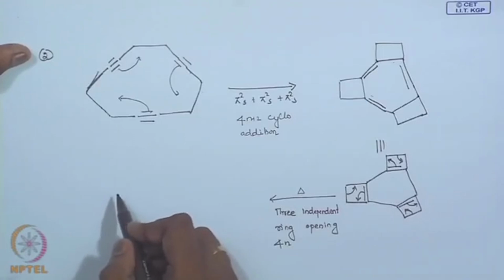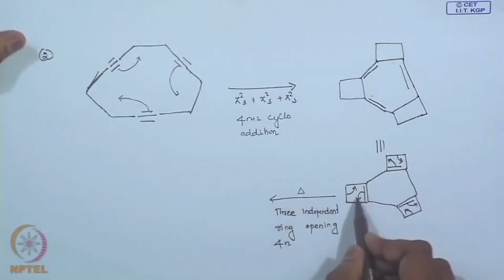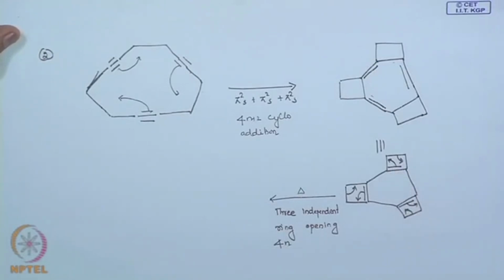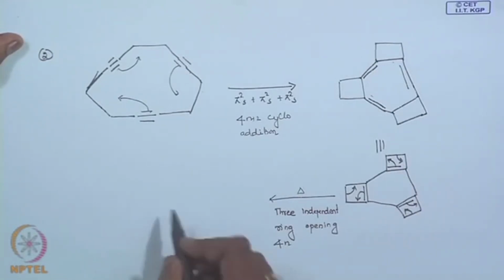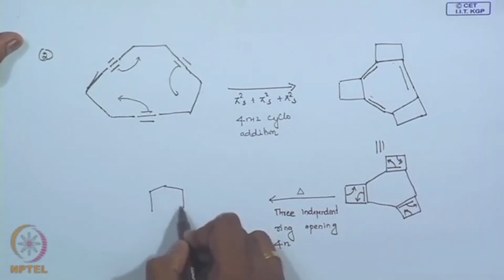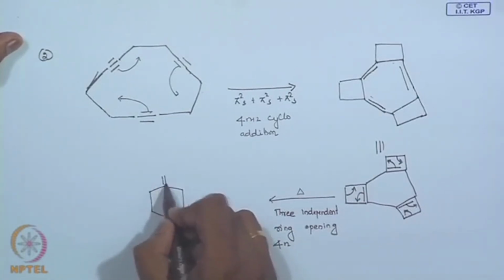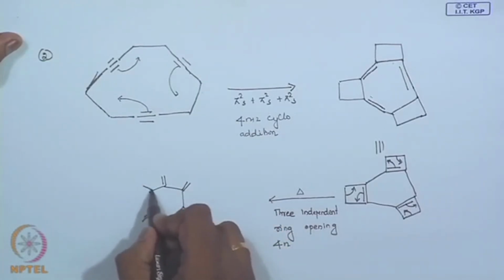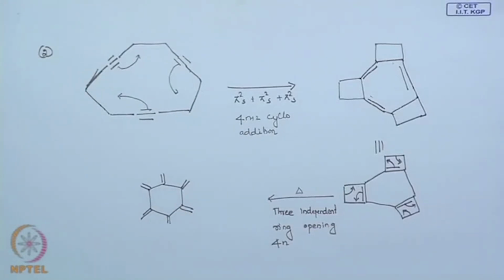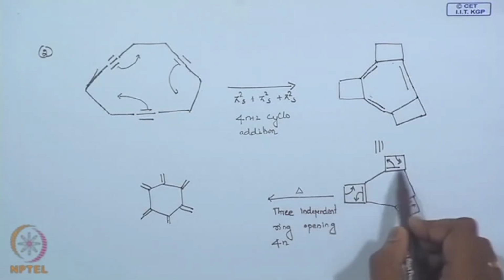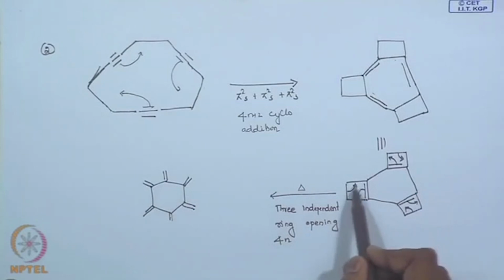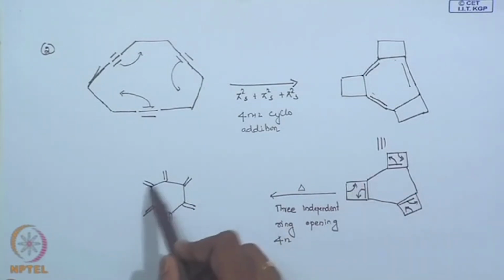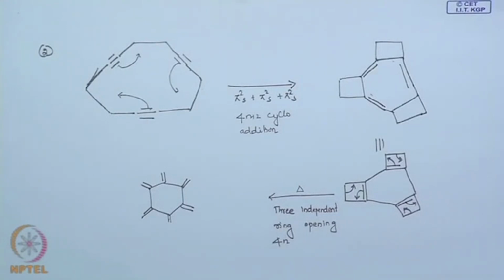Now, write the product. The product will be very interesting to write down once you open this. Just see the structure, it should be sort of 6-membered. So I will get a product like this. 1, 2, 3, 4, 5, 6. So you have a 6-membered ring, then the ring is open. So this double bond and this double bond. So you have all the double bonds here, nice, see.